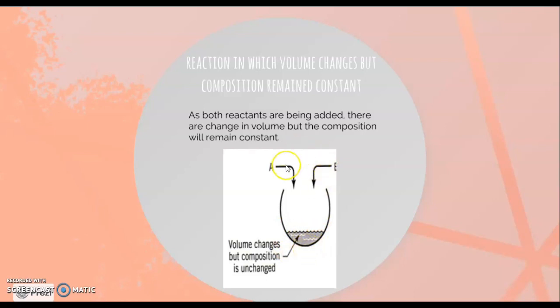Then during the reaction, we will add both reactants again into the tank. So for example, if we are adding 10 ml of reactant A, we will also add 10 ml of reactant B into the tank during the reaction. So this will result in an increase of volume of reactant inside the tank. However, the composition will remain constant as both reactants will be added with the same amount.